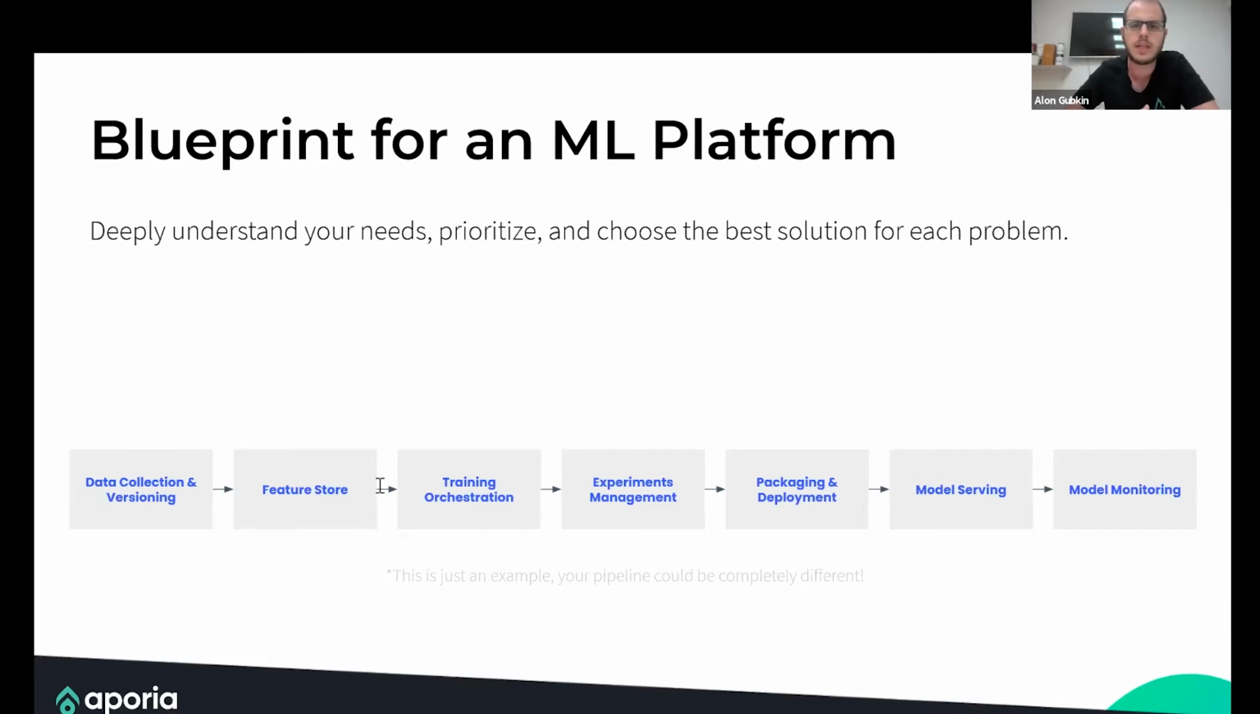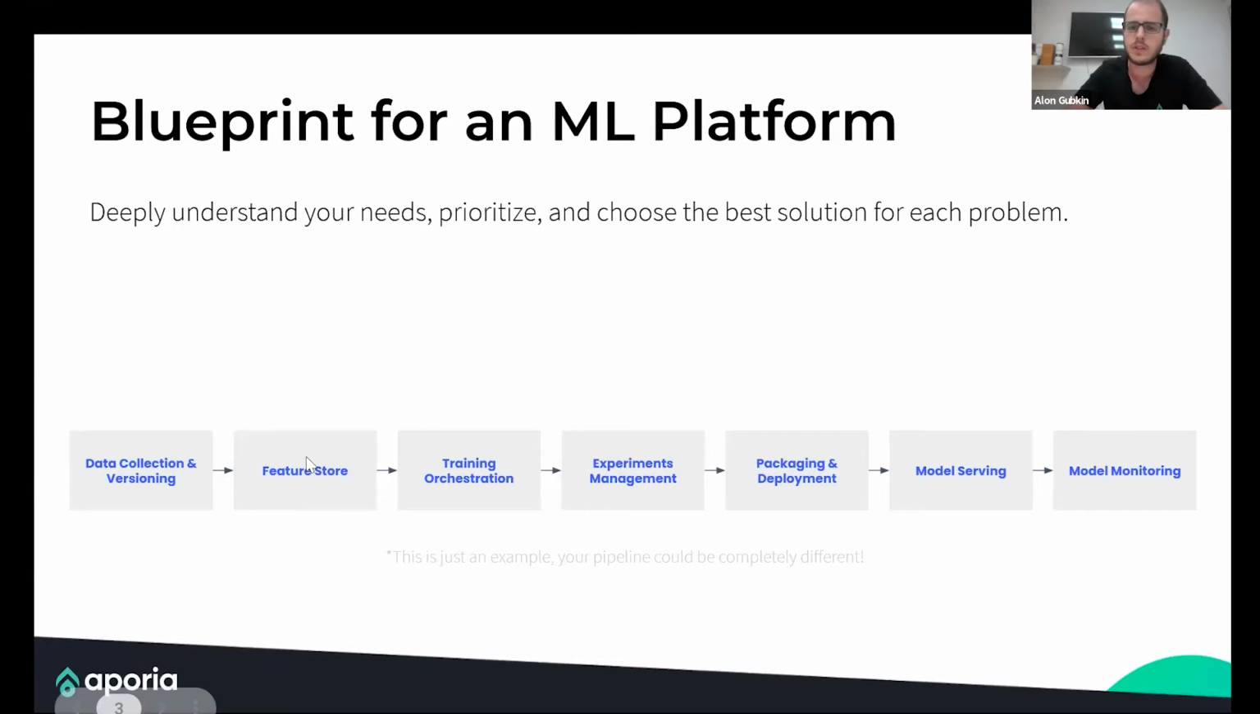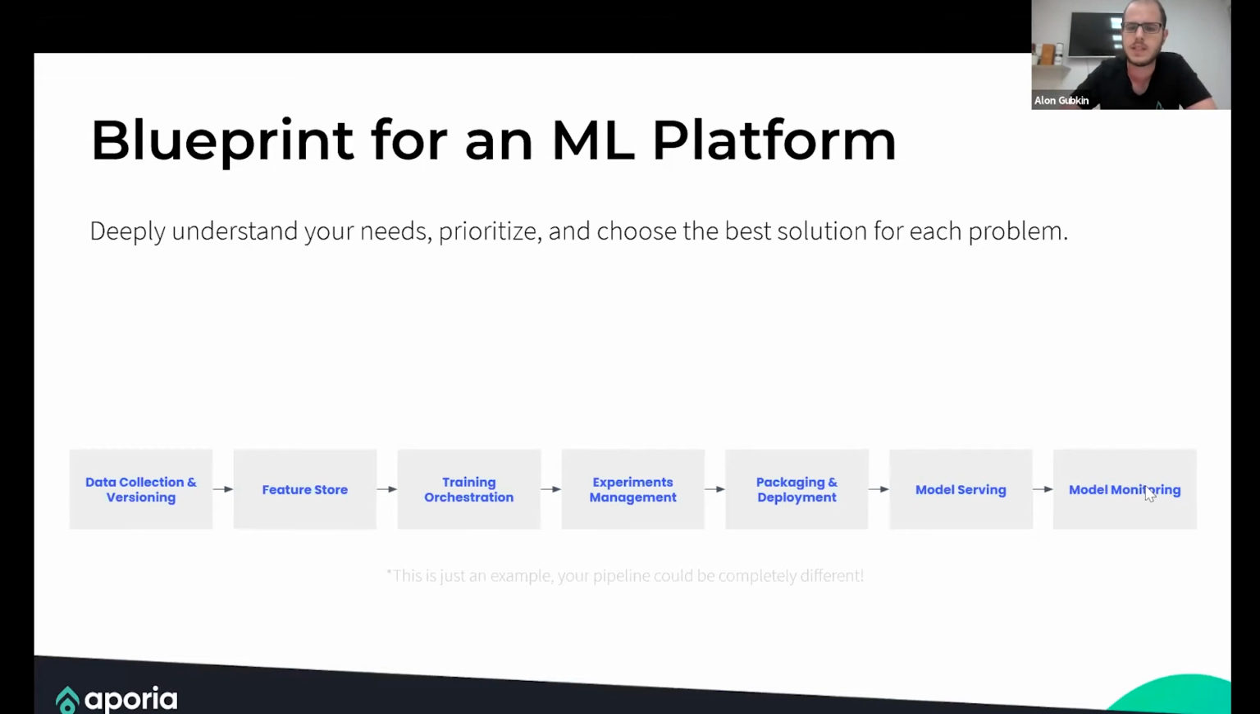You have data collection and versioning, right? Maybe you need a feature store. You probably need a way to manage your experiments, and how to package and deploy models, how to then push them to production and serve them, and how to monitor them. So maybe some of these problems are relevant to you. Maybe some of these problems are completely irrelevant to you. And maybe you have other problems that are relevant to you but are not written here.